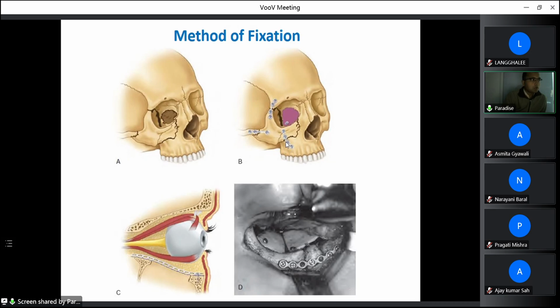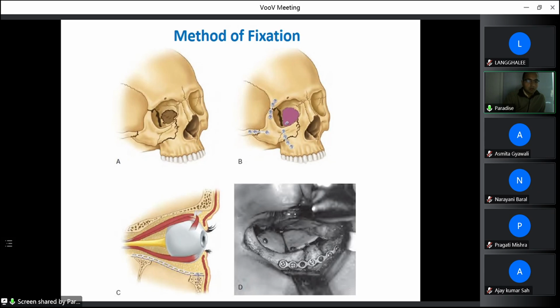In case of 2-point fixation, you can fix at the frontozygomatic or zygomatico-frontal suture and infraorbital rim, or zygomatico-maxillary suture or infraorbital rim. In case of 3-point fixation, you have to fix the plate at 3 places: zygomatico-frontal, zygomatico-maxillary, and infraorbital rim. If still the fragment is not stable, then you have to fix the plate at 4 places. The 4th one will be zygomatic arch. And at last, the 5th point of fixation is sphenozygomatic suture.